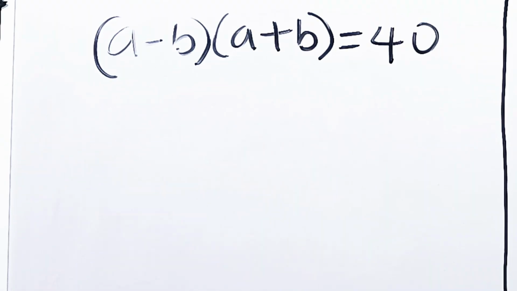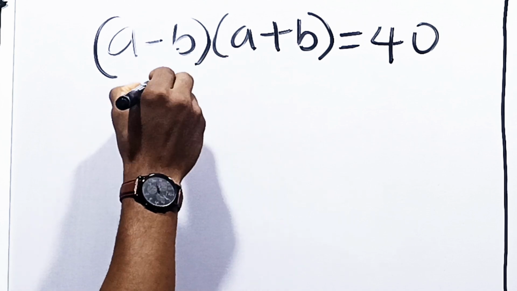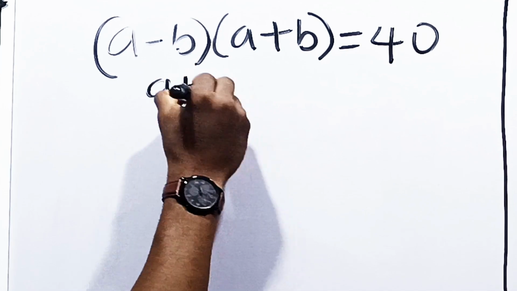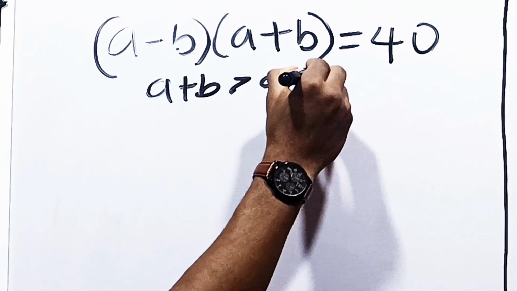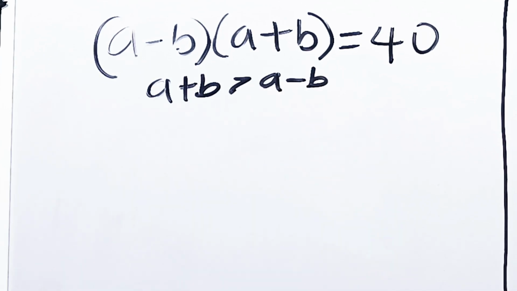Now recall that a is equal to 7 raised to power x over 2. So when we have a power, we want the number to be positive. Because we want this number to be positive, the condition is that a plus b should be greater than a minus b. That's the first condition.